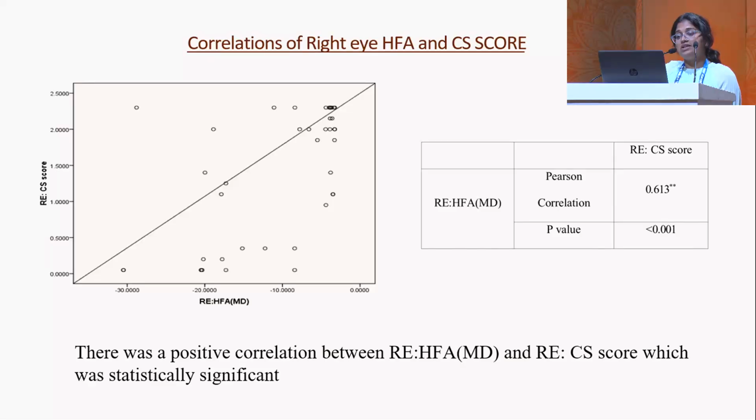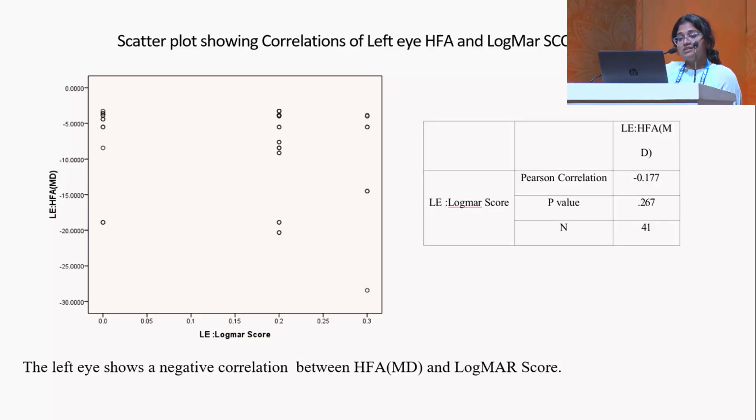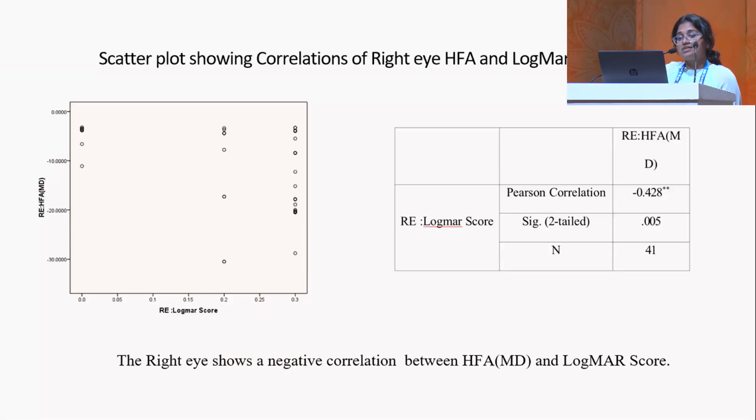Correlation of right eye HFA and CS score shows a positive correlation between the right eye HFA and the right eye contrast sensitivity score, which was statistically significant. And comparing the left eye HFA and CS score, it also shows a positive correlation between the left eye HFA and left eye contrast sensitivity score, which was statistically significant. The scatter plot showing correlation of left eye HFA and logMAR score shows a negative correlation between the two, and the scatter plot showing correlation of right eye HFA and logMAR score also shows a negative correlation between the two.